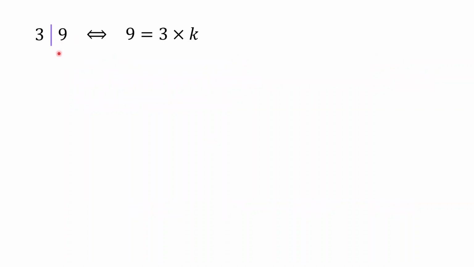Okay, so first we talk about divisibility. We say 3 divides 9. We show it by this symbol. When we say 3 divides 9, it means that 9 can be written as 3 multiplied by something. In this case, the something is another 3. Another example, we say n divides 2n. That is true, because we can write 2n as n multiplied by something, this something is 2.